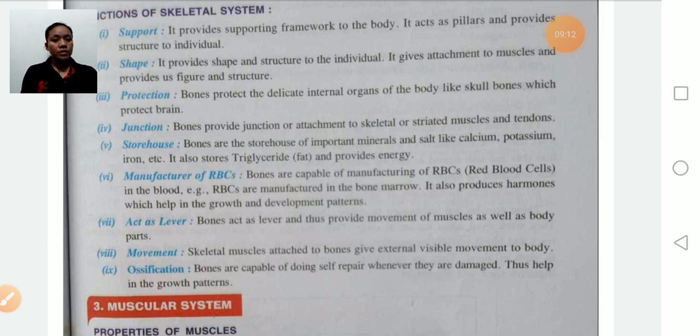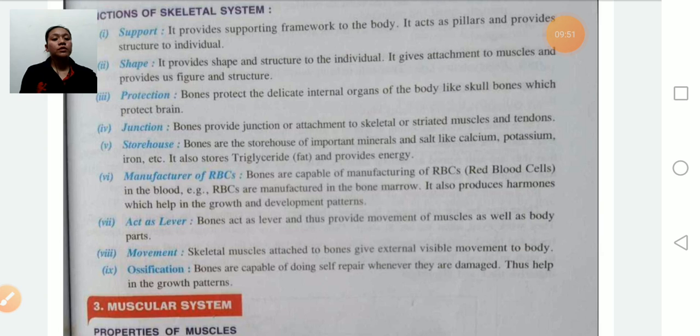Junction: bones provide a junction or attachment to the skeletal or striated muscles and tendons. Bones act as a junction where two bones meet. Storehouse: bones are the storehouse of important minerals and salts like calcium, potassium, iron, etc. They also store fat and provide energy.